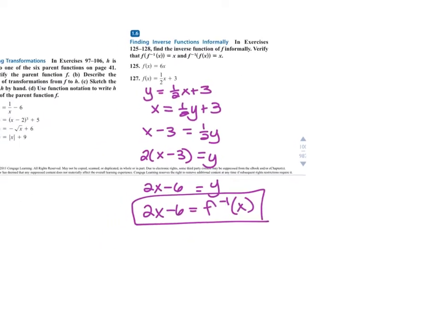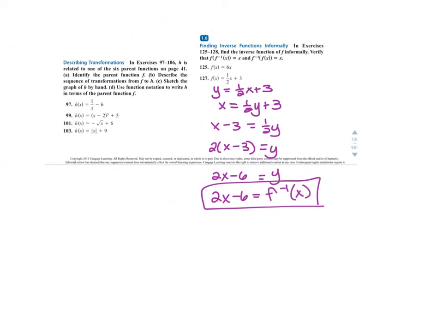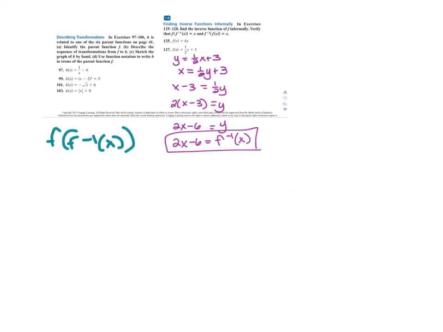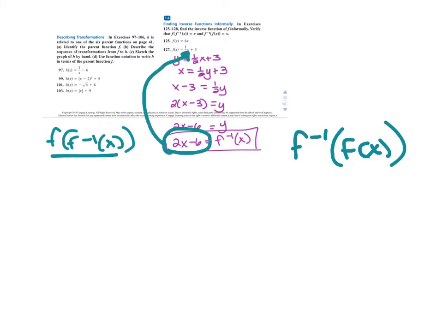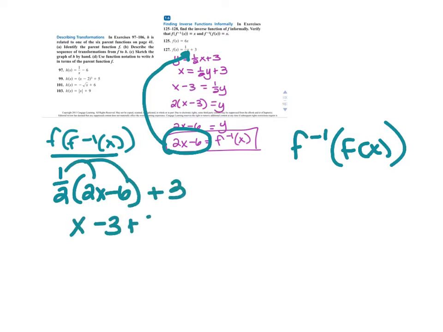We said if two functions are inverses of each other, then if I take f of f negative 1 of x and simplify it, I should get x. And if I take f negative 1 of f of x and simplify it, I should get x. So for the first one, I'm taking this and plugging it into that x. So 1/2 times 2x minus 6 plus 3, and I get x minus 3 plus 3, and I get just x. So that's half of the verification.